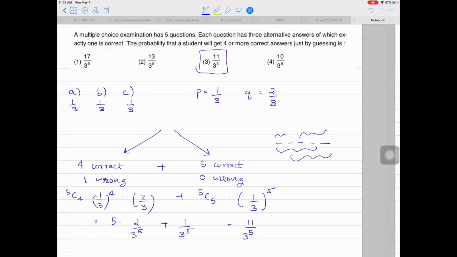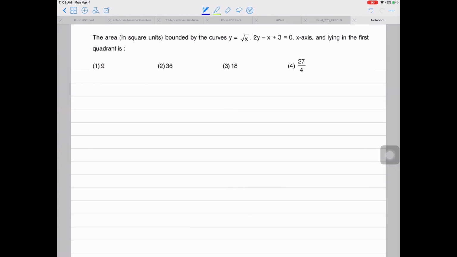Let's move on to the next question. The area in square units bounded by the curves y equals under root x, 2y minus x plus 3 equals 0, x-axis and lying in the first quadrant is. So first let's try to get the line in the standard format of y equals mx plus c. So we have 2y equals x minus 3, y is x over 2 minus 3 over 2. So we know that the slope of the line is half and the y-intercept is minus 3 by 2.